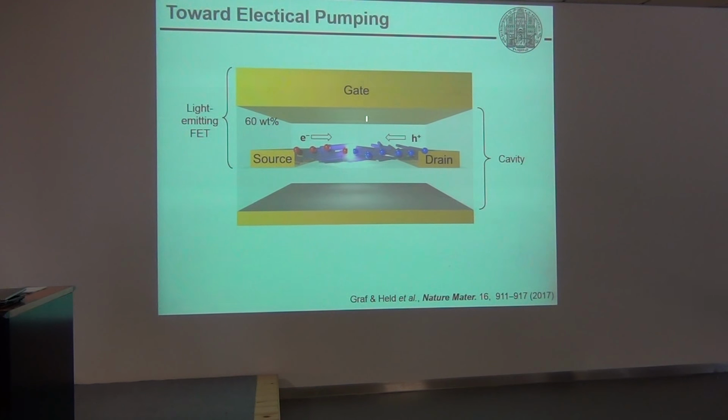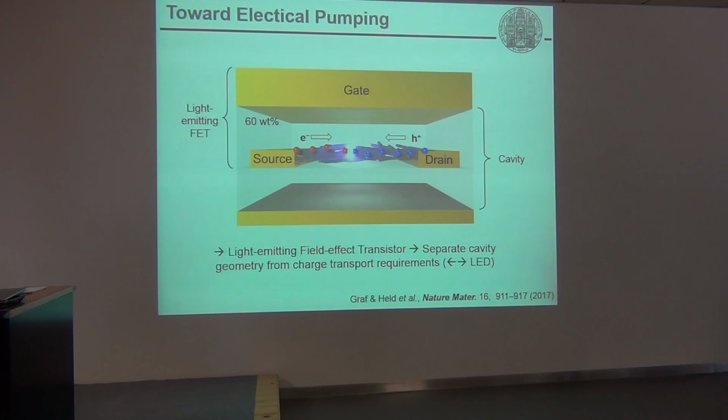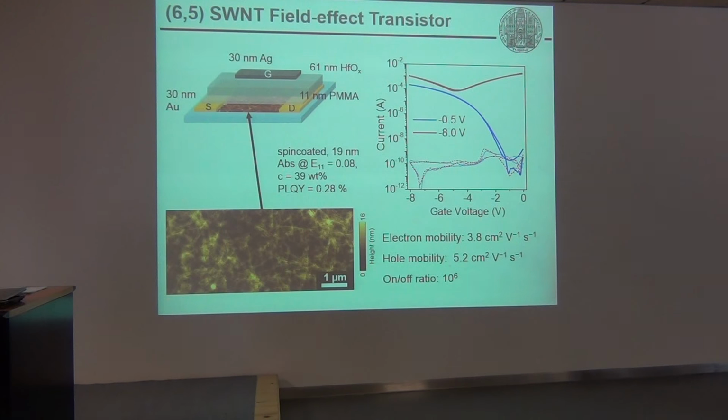So the cavity is this here. And I can change that. I can make it larger or smaller. But the charge transport is in this direction, and is not much affected by what's going on down here. A little bit by what's going on up here. But this we have very well under control. So a light-emitting field effect transistor structure here separates the cavity from the charge transport.